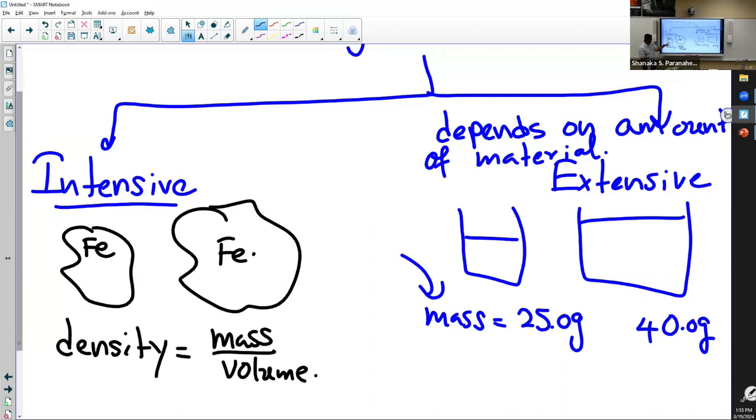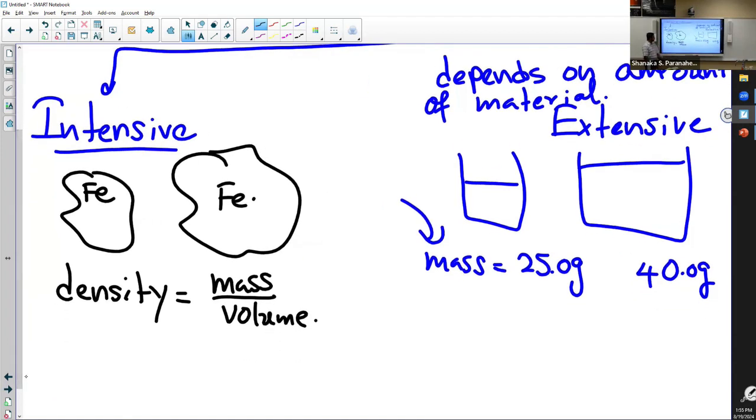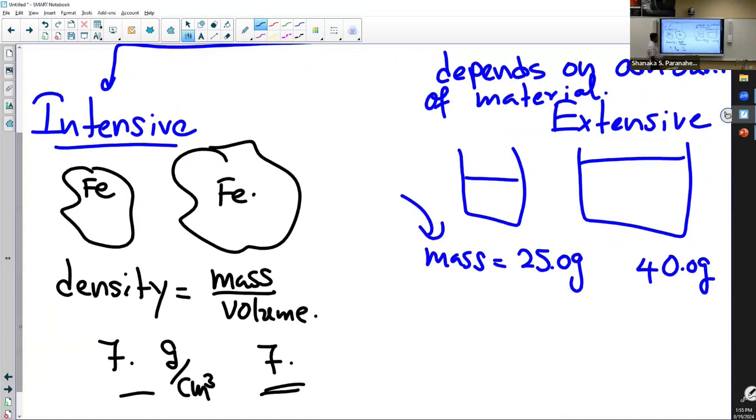So this one has less mass, less volume. This has more mass, more volume. But once we calculate the density, we are going to end up with the same value for these. I don't remember the density of iron, somewhere around 7 point something grams per cubic centimeter. So both will have the same answer. We can use these intensive properties to identify substances. Another example of an intensive property is boiling point.